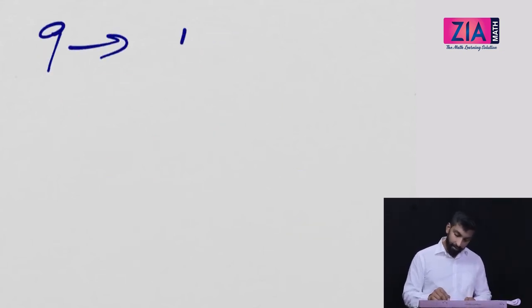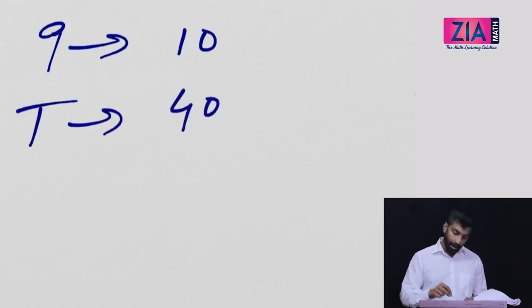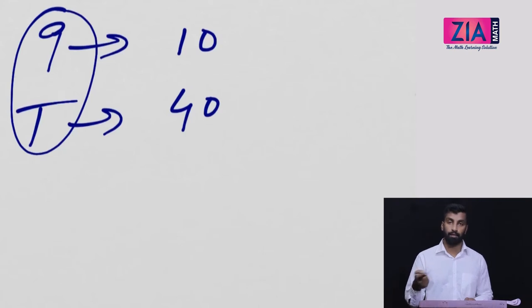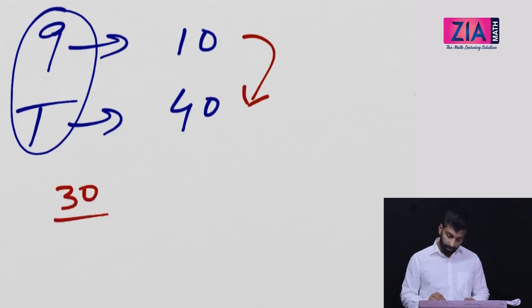What will be the reverse question? 9 students, average is 10. Teacher, the age is 40. What is the new average including the group of teacher, including student and teacher? That is now 10 members, right? What you need to see? What is the change here? 30 is the change. This 30 you need to distribute among 10 people.